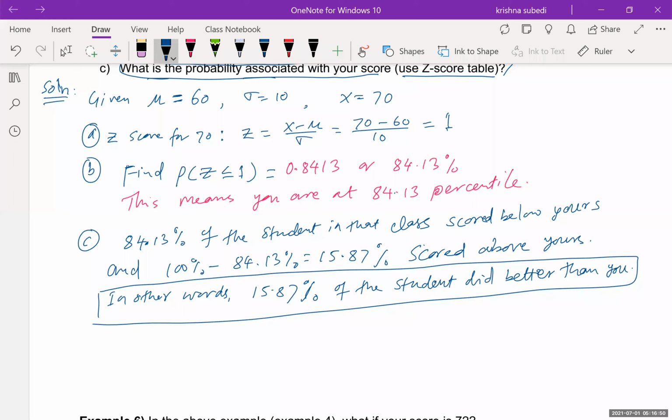And this kind of score is used for most of the standardized tests like SAT, GRE, GMAT. Those tests use this score. What percentile you are at, and the university can compare how many of the students score better than you and how many score below yours. Based on that, the admission officer will send the offer of admission in many universities. That's what they do.